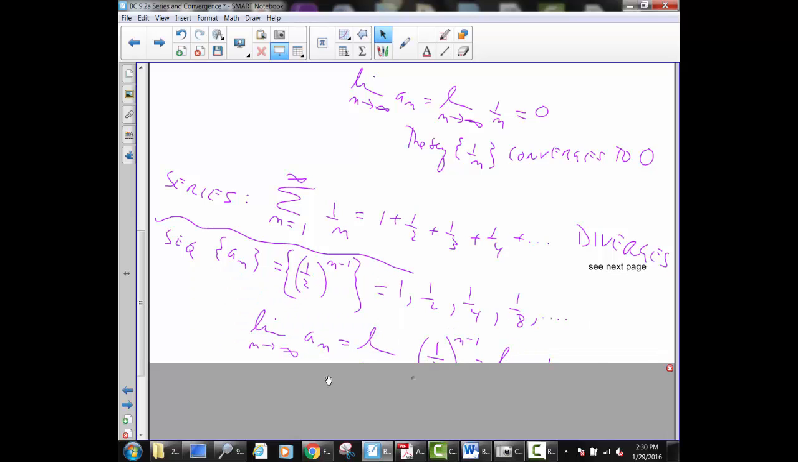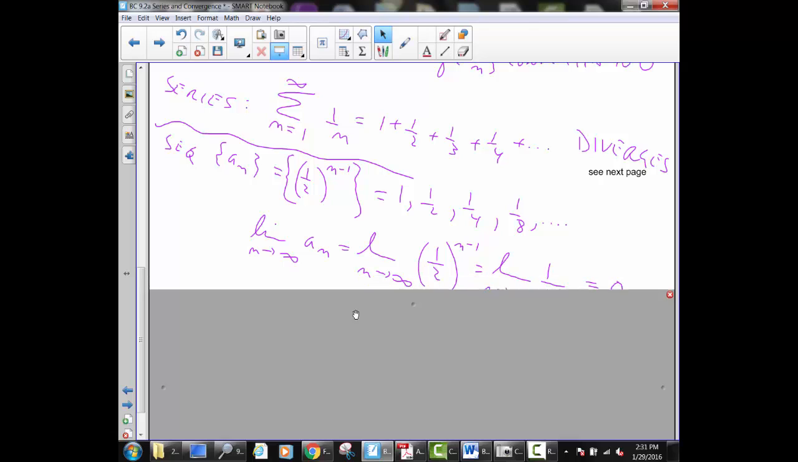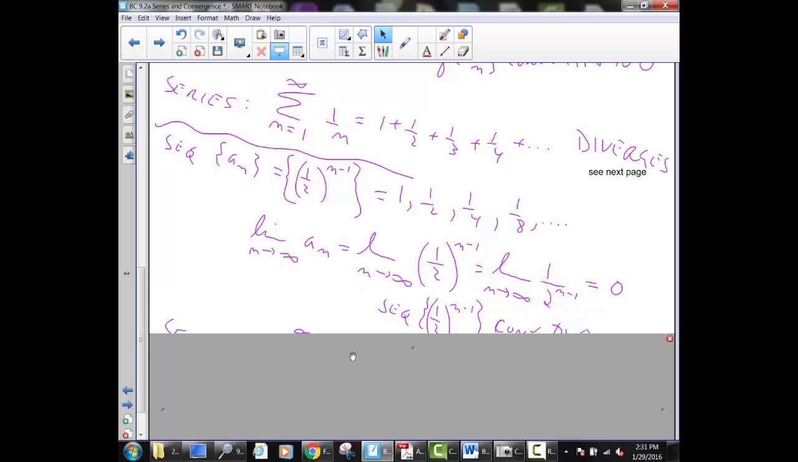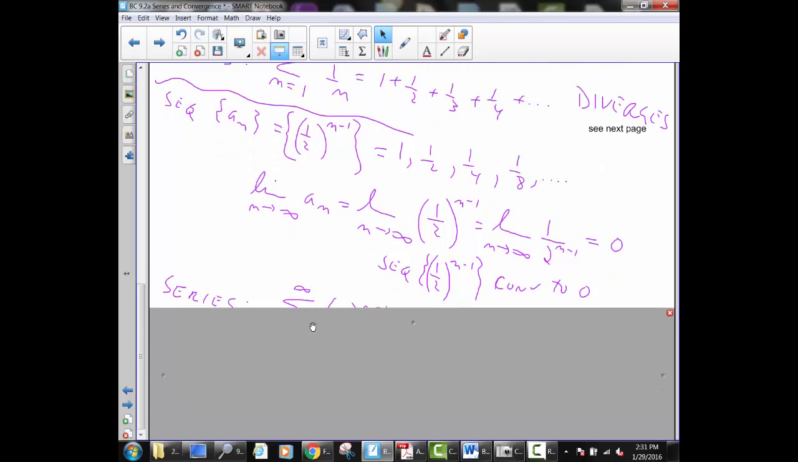As opposed to, if you take the sequence (1/2) to the n minus 1, which means if you start with n equals 1, this becomes (1/2) to the 0, which is 1, and then you keep multiplying by 1/2. The sequence itself, the limit as n goes to infinity of a_n, will become 1 over 2 to the n minus 1, with n going to infinity, which will be 1 over 2 to the infinity, 1 over infinity is 0. So it converges to 0.